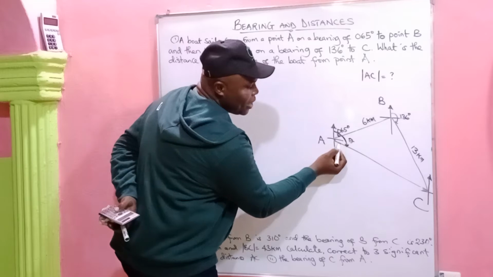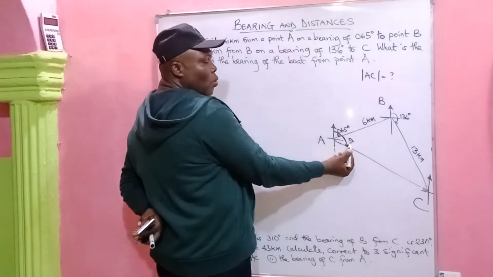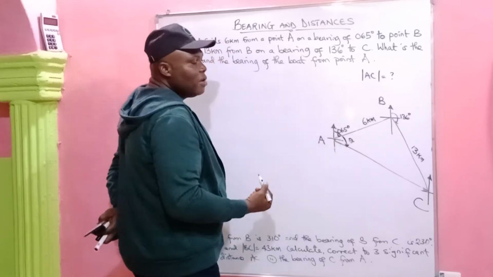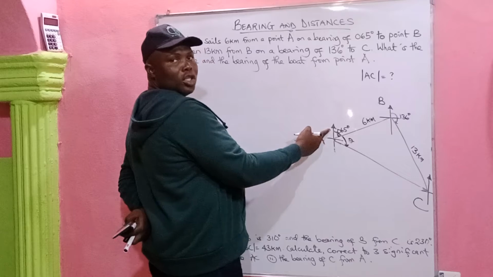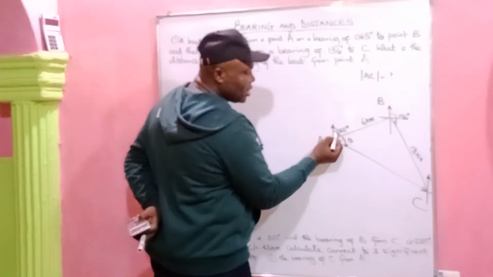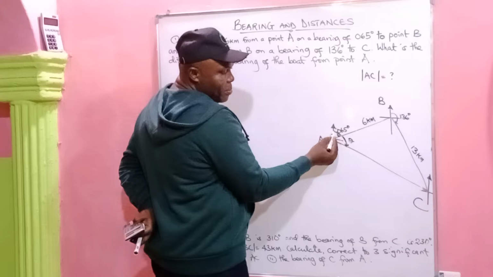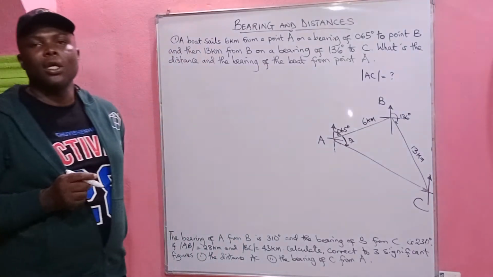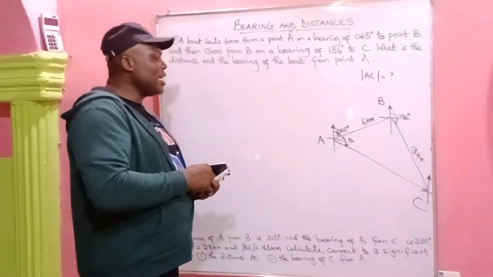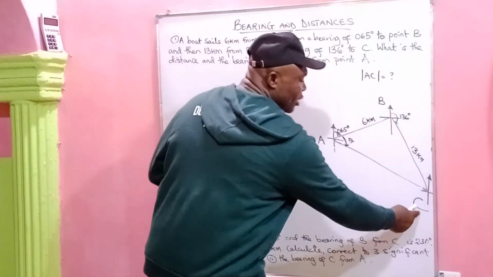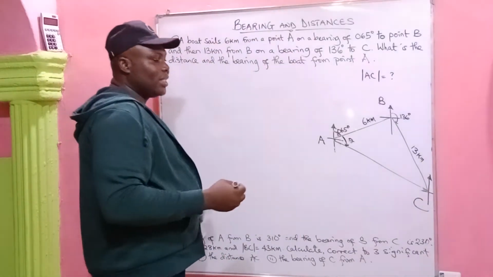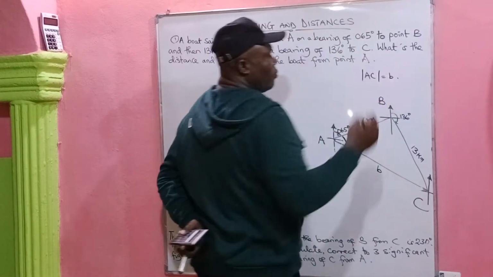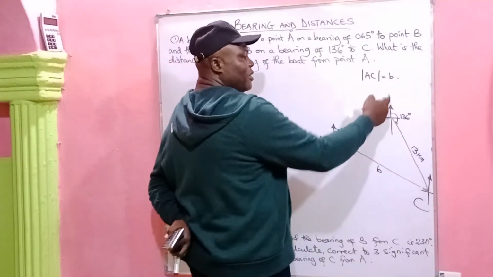We need to find the angle here in the triangle, which is theta. So whatever theta is, by the time we add 065, it will give us the bearing of C from A, which is what we are looking for. So that bearing will be 065 plus theta. But we've already known from here to this point to be 65 degrees. Please take note of that. But the major thing here now is for us to find the distance from A to C. And that distance from A to C is small b. Why is it small b? Because it is small b that faces the big B.